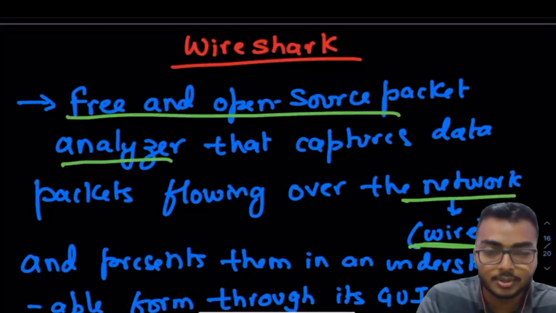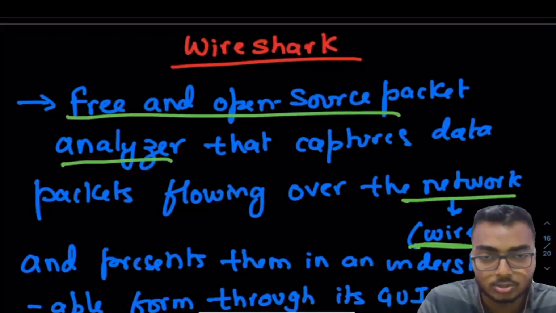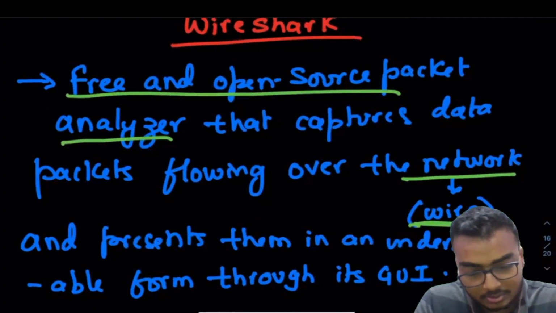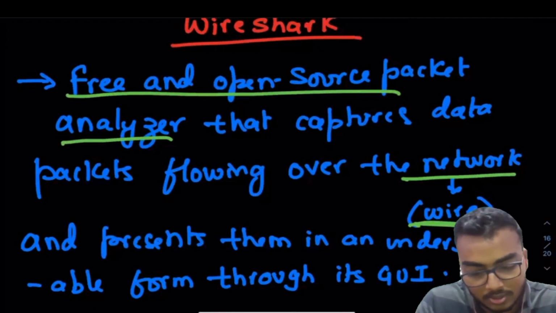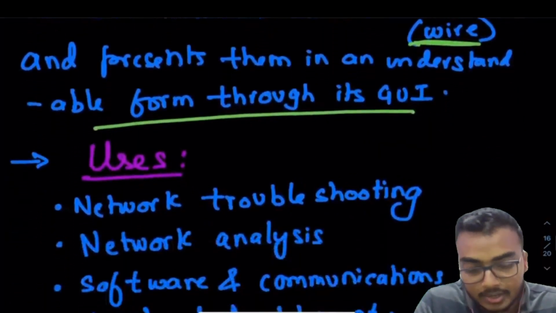the packets that are flowing in the wire, and Wireshark is basically used to access those packets that are flowing in the wire. So those packets that are flowing in the network are accessed using this tool called Wireshark and presents them in an understandable format using its GUI.